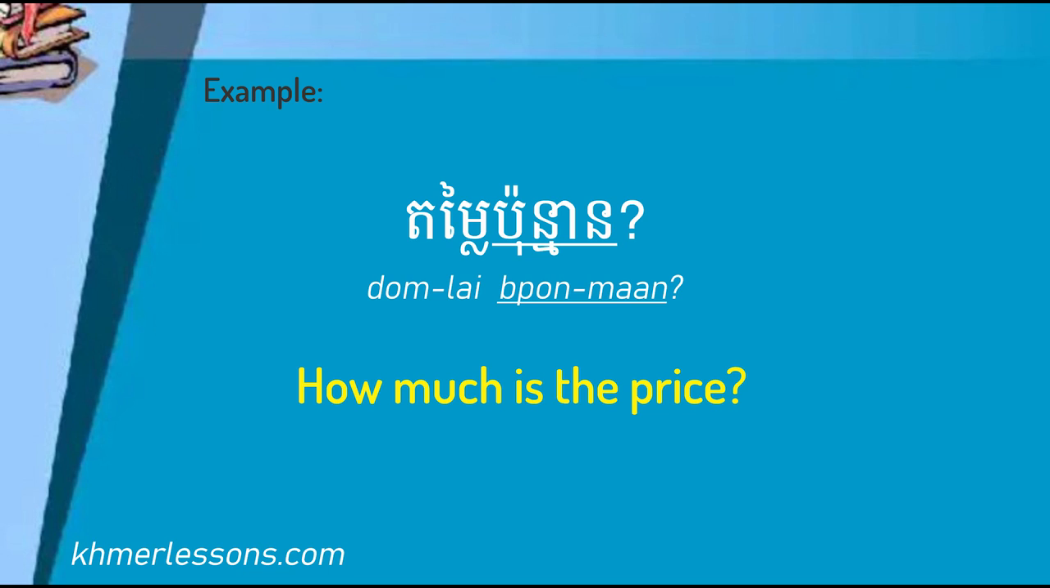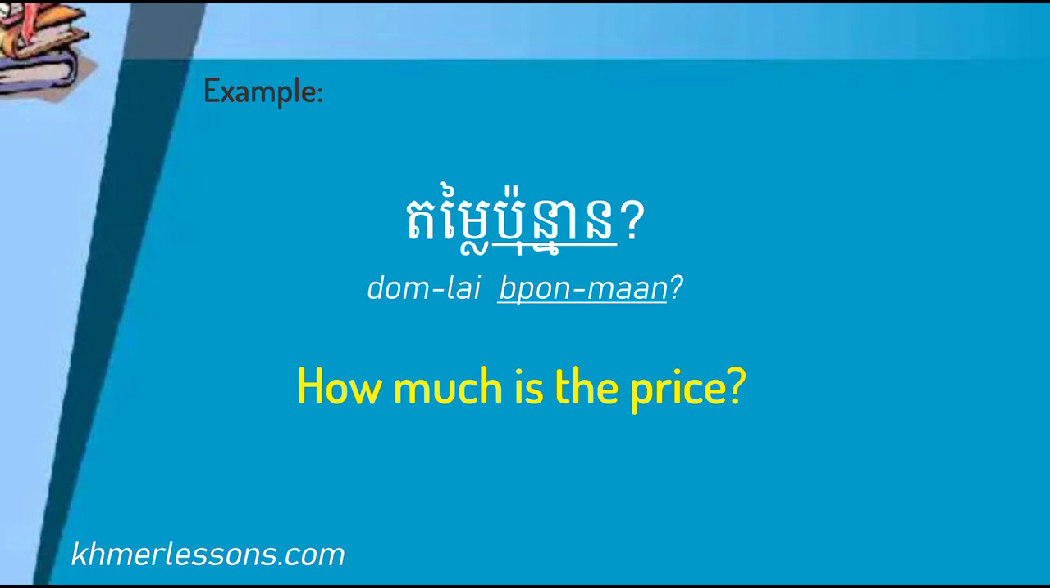In Khmer, actually you can just use how much, you always ask pon man, right? But in this sentence I use the word price, and then you can add the word dom lai. For the word price, you can say dom lai or thlai, the same. You can use both. So in this sentence, you can say thlai pon man, dom lai pon man, or pon man. To ask about price, you have many options.